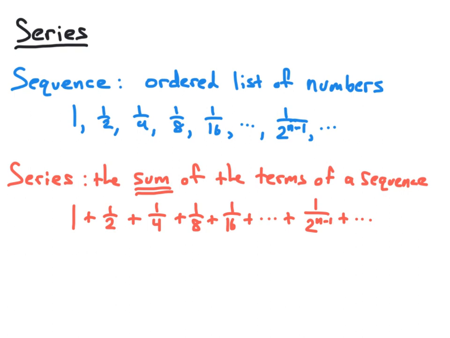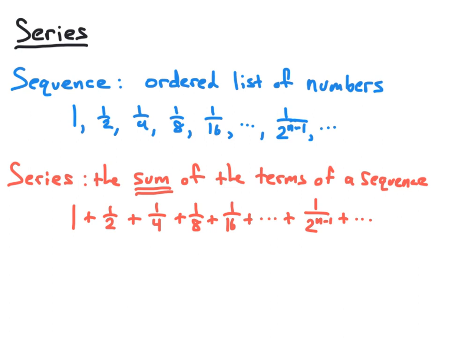A concept that is related to sequences but is very, very different is a series. A series is the sum of the terms of a sequence. So instead of listing all of our terms as a list, we're going to be adding them together. So for our sequence that we just discussed, the corresponding series would be the sum 1 plus 1/2 plus 1/4 plus 1/8 plus 1/16, and so on, adding all the numbers of the form 1/2 to the n minus 1 together.